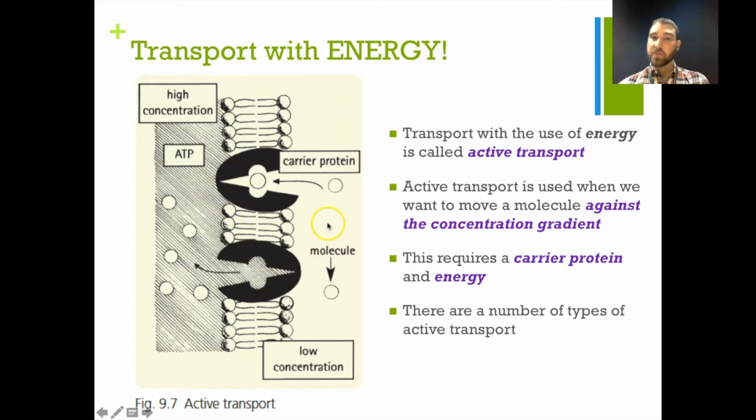So here we have a low concentration outside and a high concentration inside. We are using energy to increase the concentration inside compared to outside. So normally these molecules will be flowing out in that direction from high concentration to low concentration. But using energy in the form of ATP and these pumping proteins, we can increase the concentration. We can go against the concentration gradient from low to high.